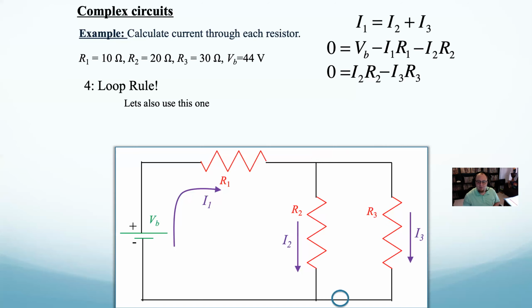I then pass over R3, but I passed R3 in the same direction as the current. So that gets subtracted, negative I3 R3. And that was my closed loop, right? I went up and then over. So there's my loop. So there's my third equation. Now, any questions on how I got those equations?